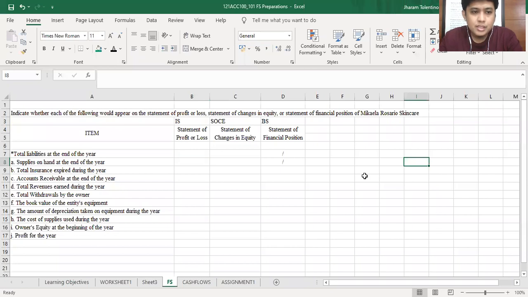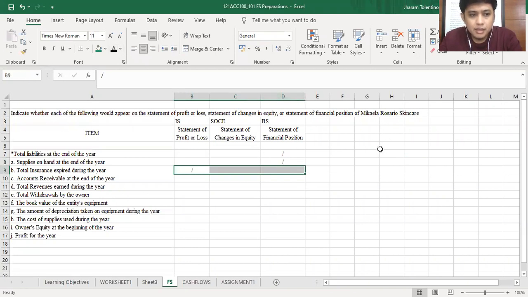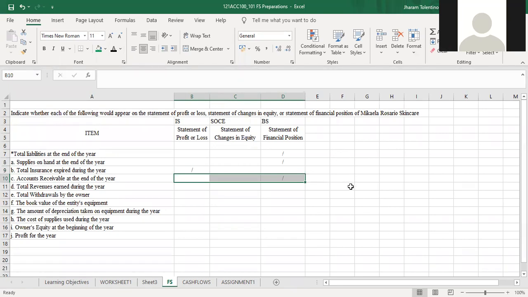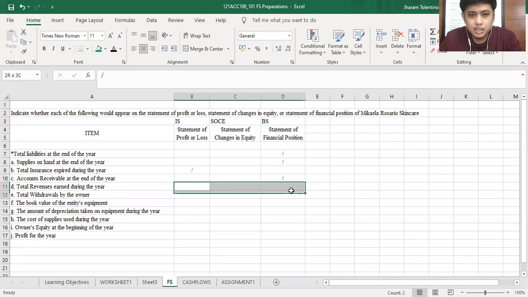Next, total insurance expired during the year. Makikita ba siya sa income statement? Yes. Sa SOSE, hindi. About statement of financial position, hindi. So, letter B is nasa income statement lang. Next, accounts receivable at year end. Saan makikita yan? Sa balance sheet. Next, total revenues earned during the year. Makikita ba yan sa statement of profit or loss? Yes. How about the statement of changes in equity? Hindi. Balance sheet? Hindi.